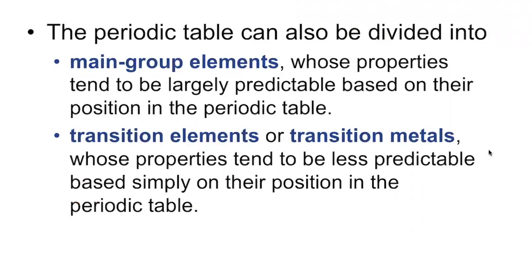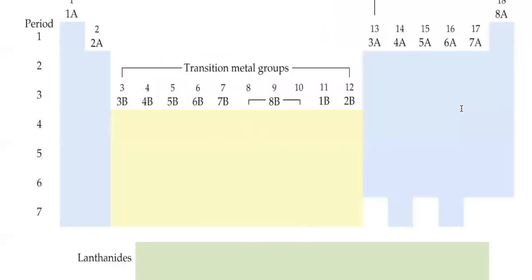Another way of dividing the periodic table is into 2 main groups, and that will be your main group and your transition metals. The main group is going to be those elements whose properties we can predict. So they're predictable. The transition metals are the ones that can carry more than one charge, so they're less predictable. We're not going to be concerned about the ones at the bottom, but we are going to be concerned with the blue and the yellow.